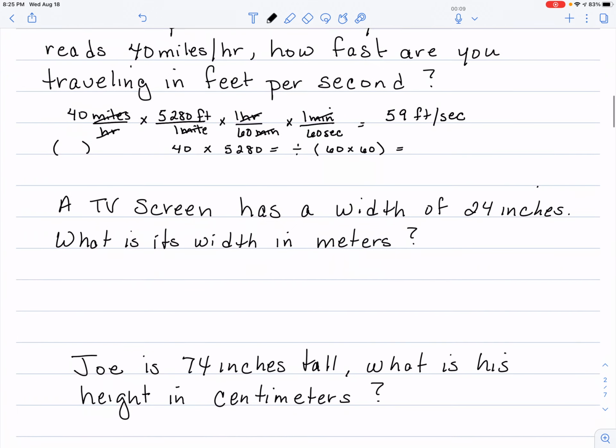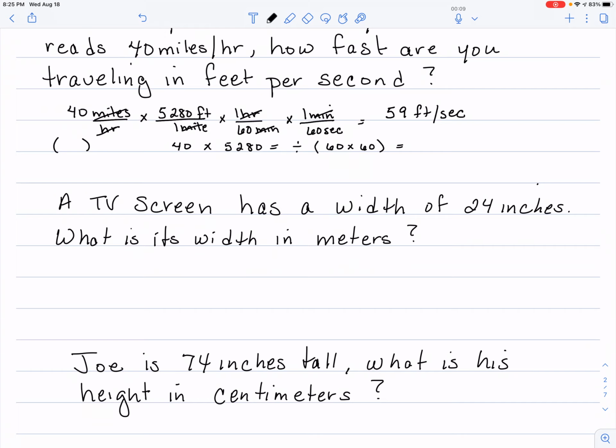Okay, the next one we want to try, we have a TV screen that has a width of 24 inches. So 24 inches is going to be what I'm going to convert, and we want to know what its width is in meters. So we know in 1 meter we have 39.4 inches. So here again, always check to make sure your units cancel. Inches cancel. Only units I'm left with are meters. Plug it into your calculator and you should get 61 meters.